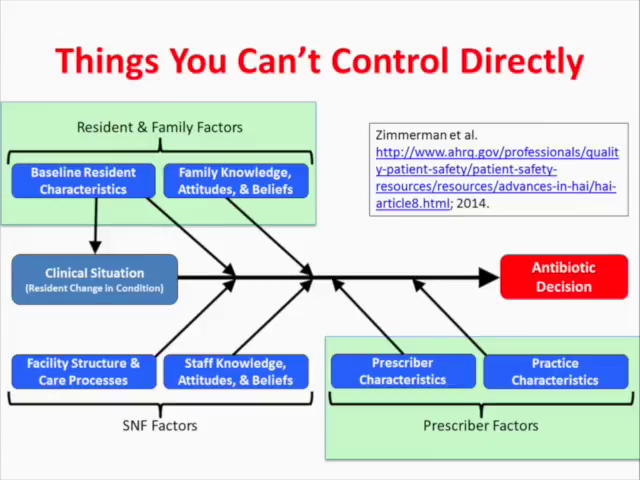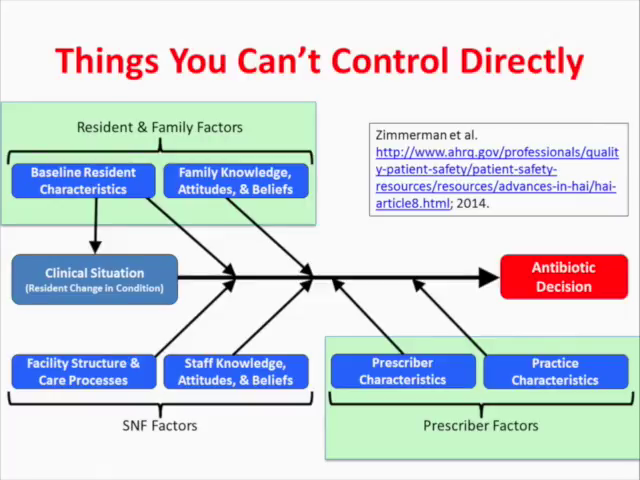So the thing to remember as nursing home staff is that there are some things that you just can't control directly. Certainly you can't control desires by the residents and the families for antibiotics. And certainly you can't control characteristics of the prescriber. But there are some things that nursing home staff can influence indirectly.